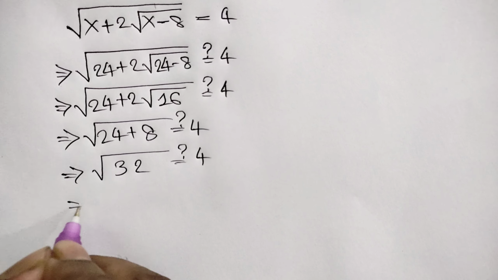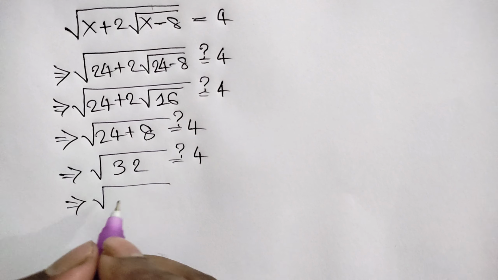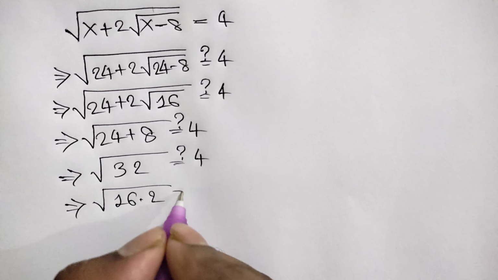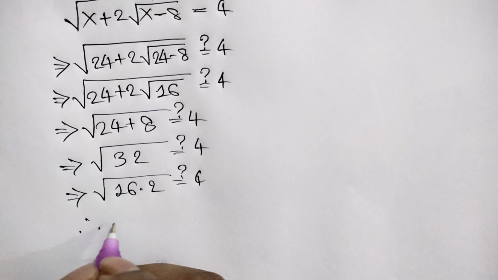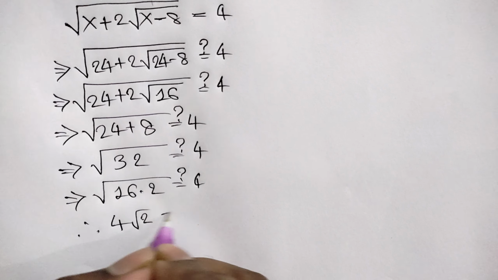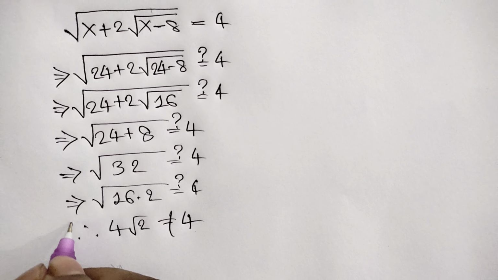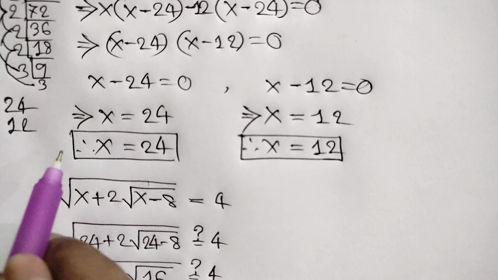Square root of 32 can be written as square root of 16 times 2. Is it equal to 4? So square root of 16 is 4, 4 times square root of 2 is not equal to 4. So this is rejected.